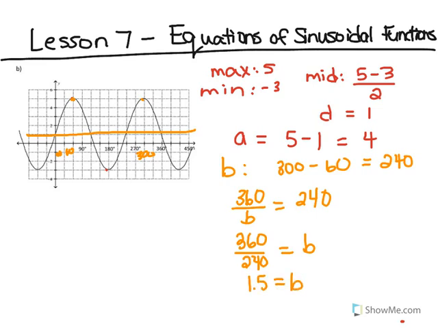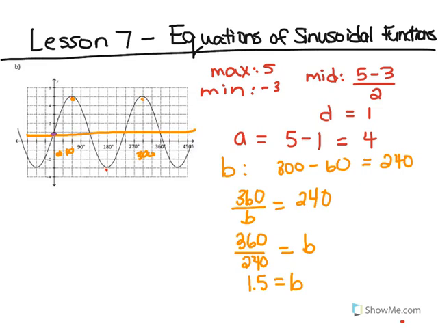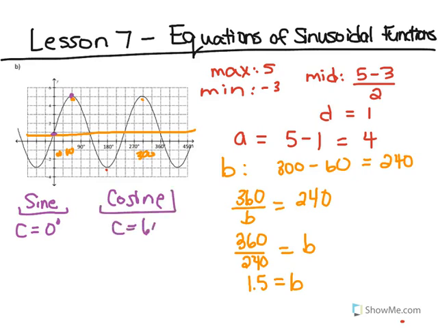Now we just need to find our translations. So for sine, it hasn't been translated at all. So our C value equals 0 degrees. For cosine, to get to our first maximum, it has been translated 60 degrees. So our C is equal to 60 degrees.